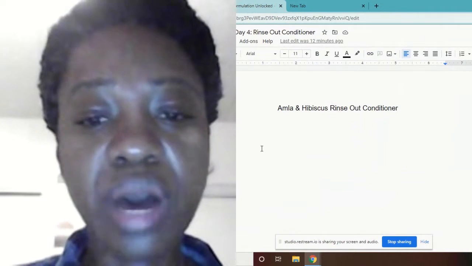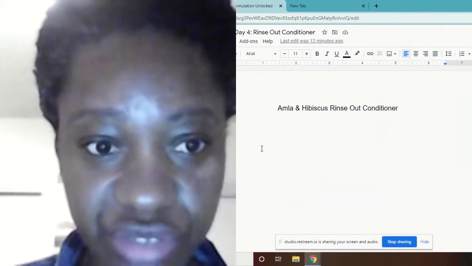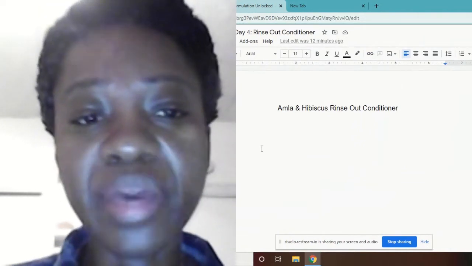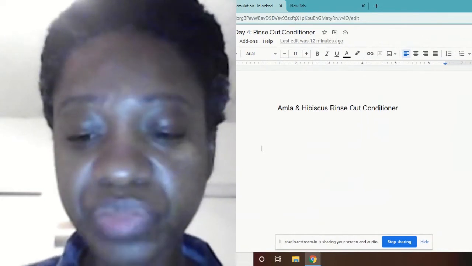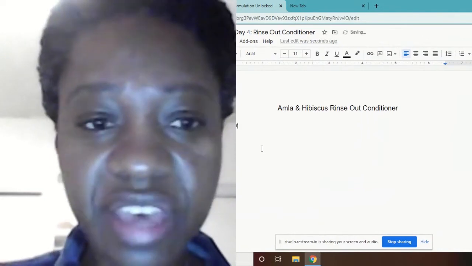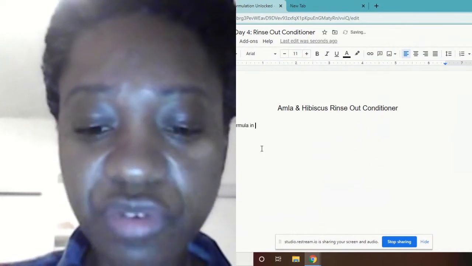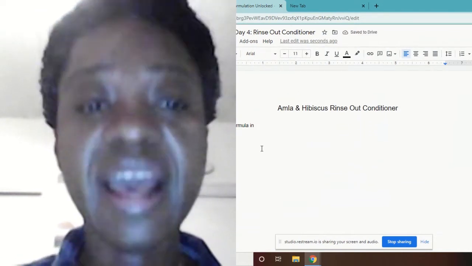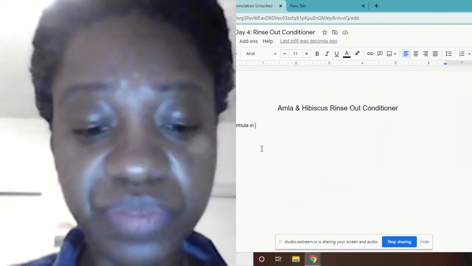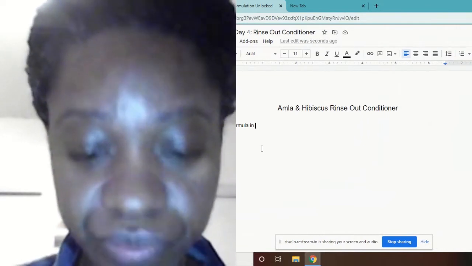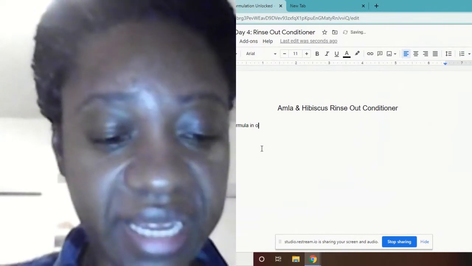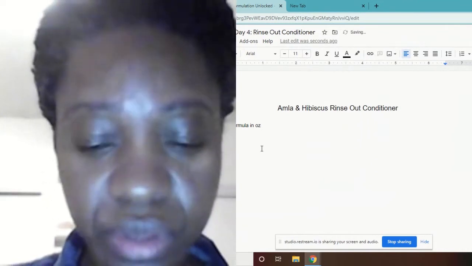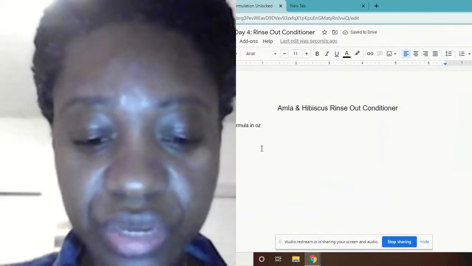All right, so Amla Hibiscus Rinse Out Conditioner. I'm going to go line by line, and we're going to start with a formula in ounces for our US friends, and then after that we'll do the formula in grams, and then we'll go through the directions of how to put everything together. So formula in ounces.